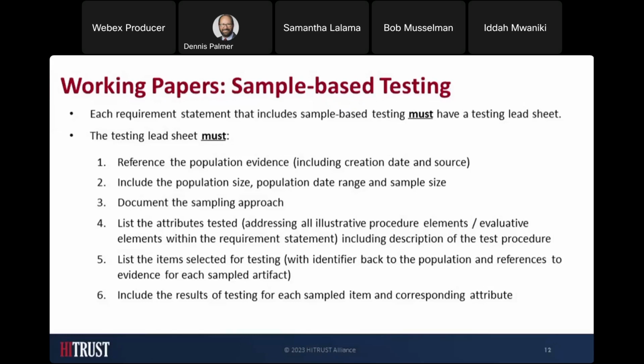You're going to want to see where those are covered or not. And again, if you have exceptions, we'll talk about it a little later, how that would impact implemented strength. But the overriding point is you want to have identifiers back to all the population and reference of the evidence in each sampled artifact.